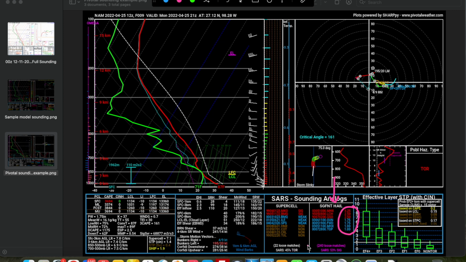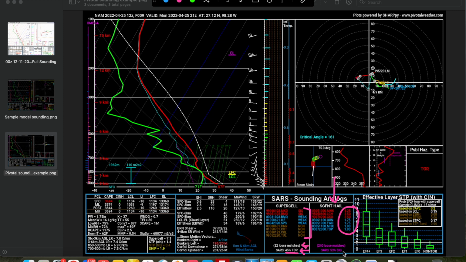It also gives you loose matches, the amount of loose matches. So not quite these better matches here, but kind of loosely matched environments. And it also gives you a probabilistic forecast for tornadoes and supercells. So you can see here, based on all the analogs that it took into account, the SARS analog system has estimated this sounding has a 45% tornado probability. For any supercells in this environment, 45% will produce tornadoes.